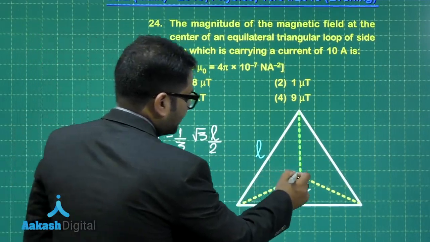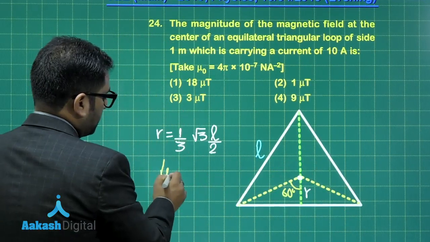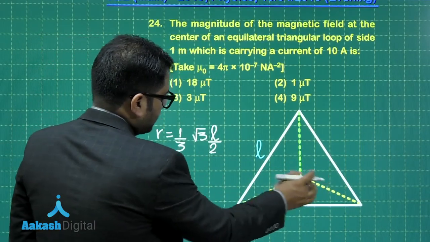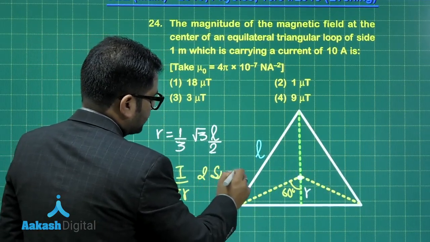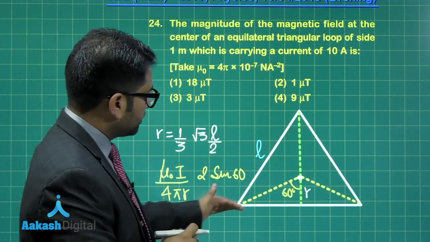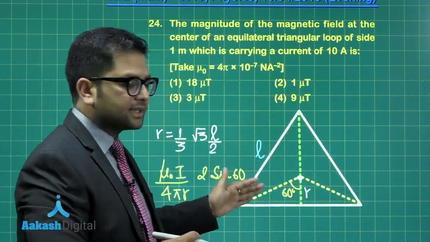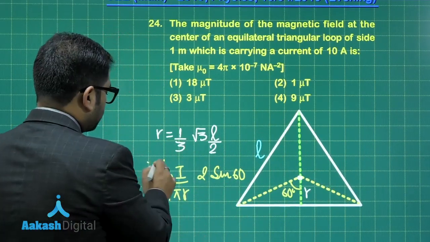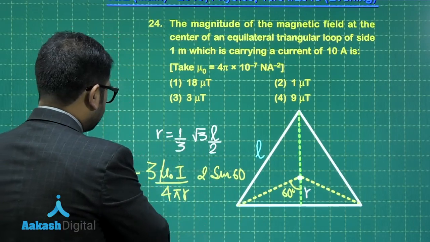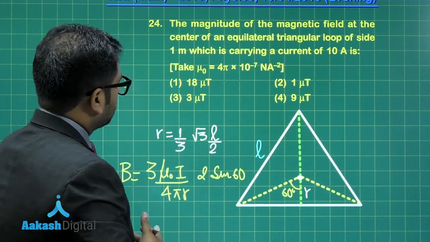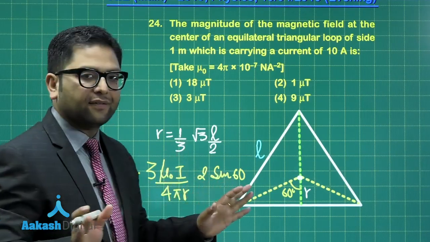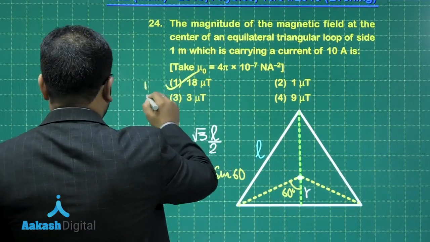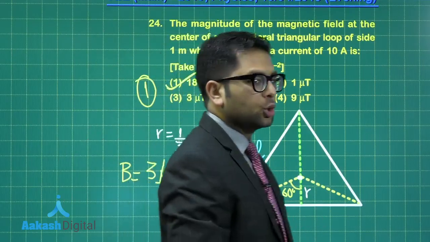Now the magnetic field at the centroid due to this side is going to be mu naught I by 4 pi r times sine 60 plus sine 60. So that's going to be 2 sine 60 is the magnetic field due to this. Due to the other sides, the direction would be the same and the magnitude is equal. So quite obviously, I need to multiply it by 3 to get the net magnetic field. A slight bit of calculation, and the calculation is not at all tough. You do it, be careful with the unit. You're going to get option number 1 as the correct option for the 24th question.